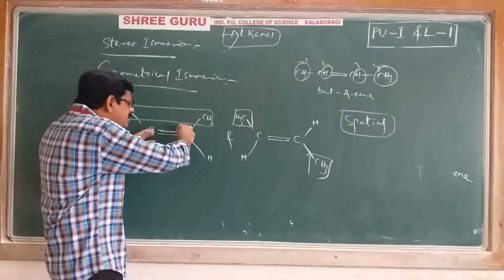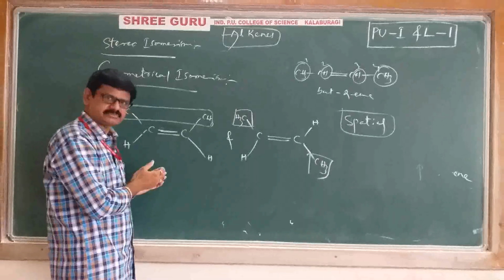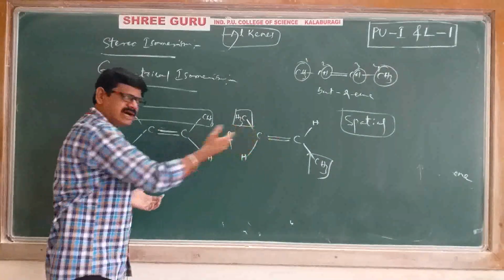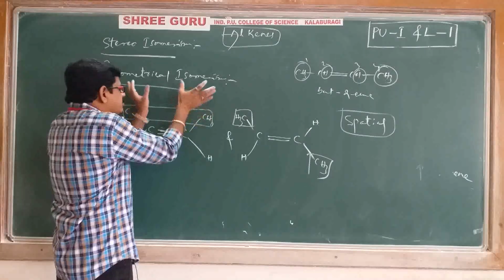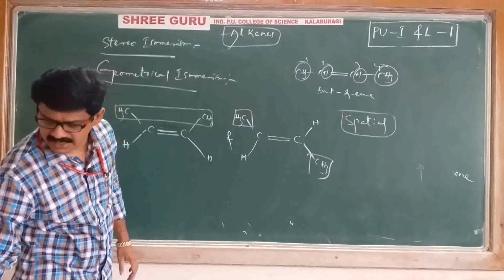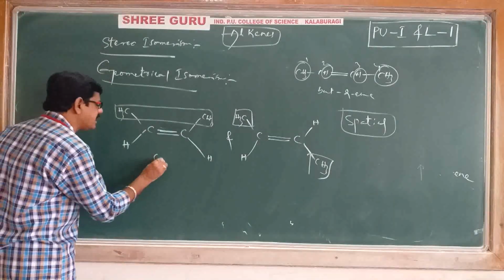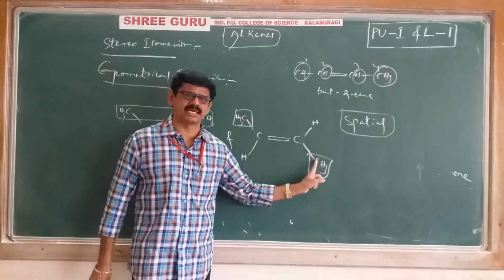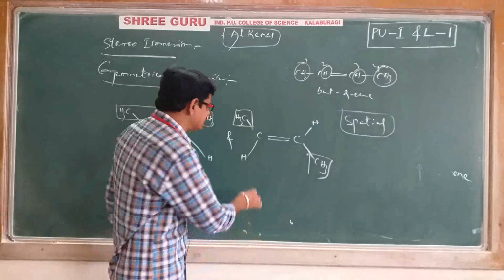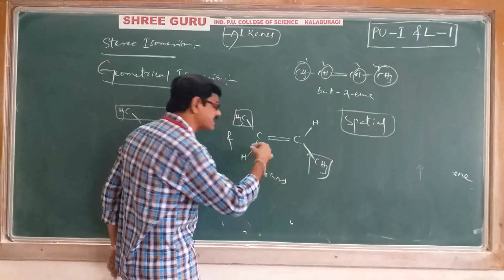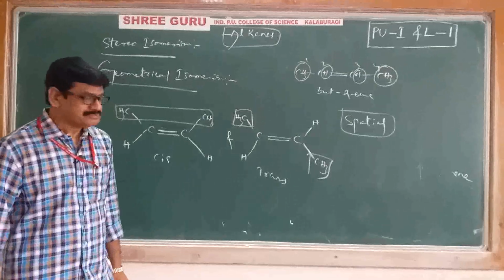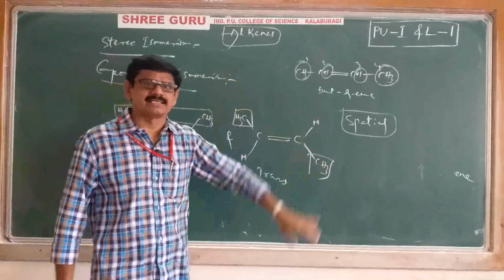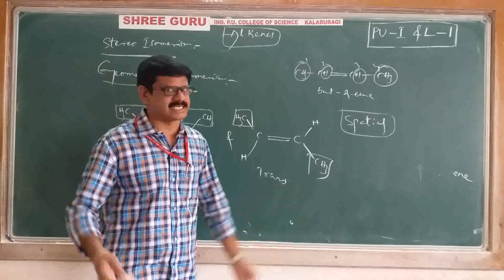Because of restricted rotation, we are getting two different forms. This form is different, that form is different. Here both methyl groups are at one side of the double bond. That's why this form is called the cis form. Here both methyl groups, both similar groups, are at the opposite side. That's why this form is called the trans form. That's why geometrical isomerism is also called cis-trans isomerism. It's another name, cis-trans isomerism.